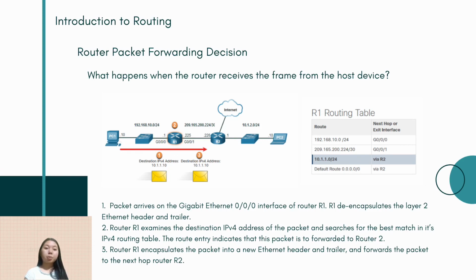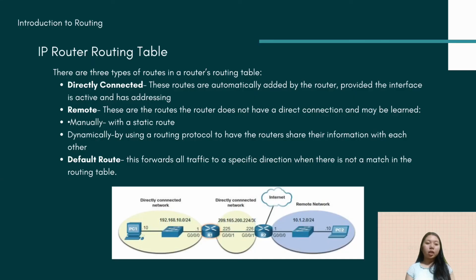R1 de-encapsulates the layer 2 Ethernet header and trailer. Router R1 examines the destination IPv4 address of the packet and searches for the best match in its IPv4 routing table. The route entry indicates that this packet is forwarded to router 2. Router R1 encapsulates the packet into a new Ethernet header and trailer and forwards the packet to the next hop, router R2.